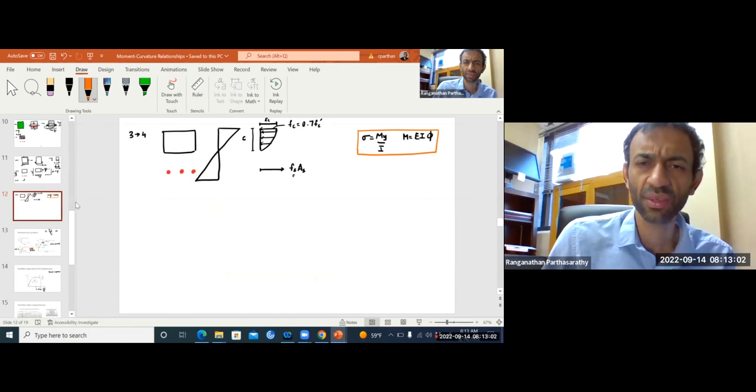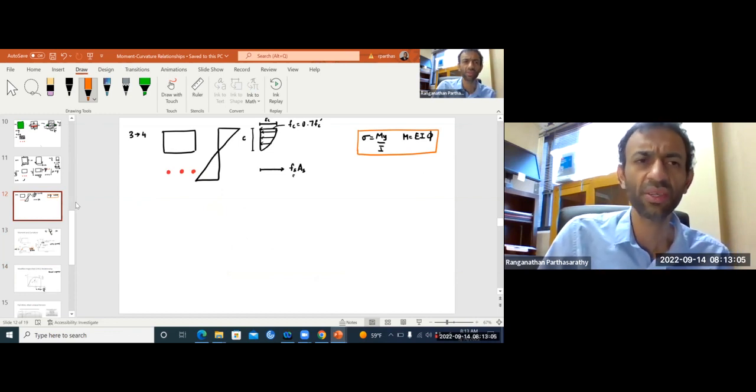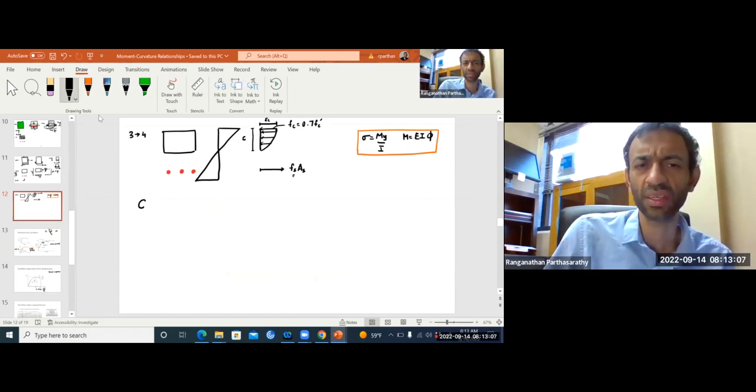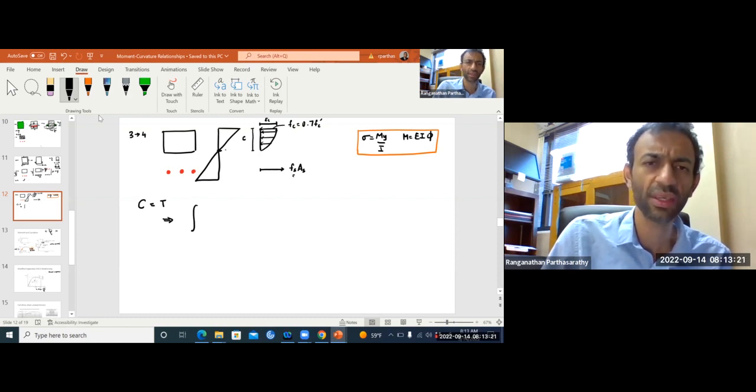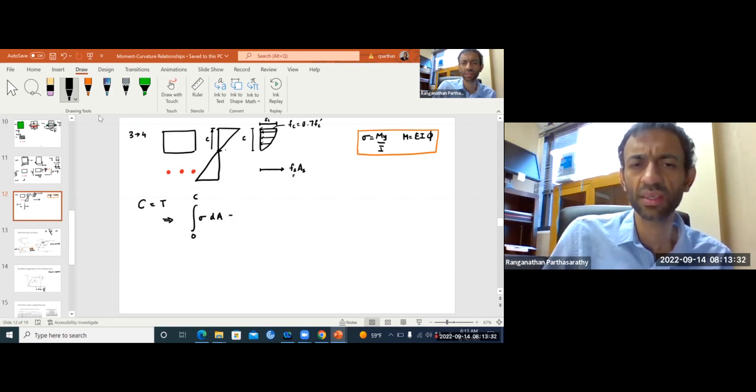So what do we do after 0.3? We need to now determine neutral axis. We go back to the fundamental equation, C is T. Force balance should still be valid. So what do we do for C? Now it's not a straight line, so you have to use the integral. So integral from 0 to c, all the way up to c, stress times area, right?